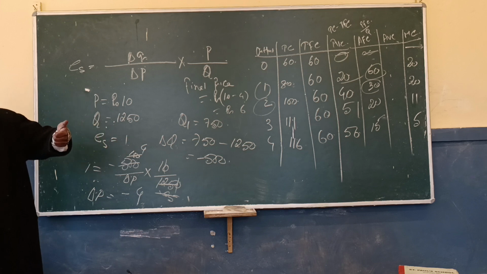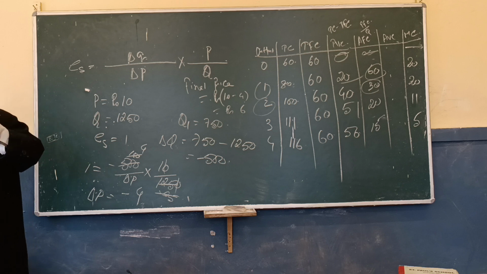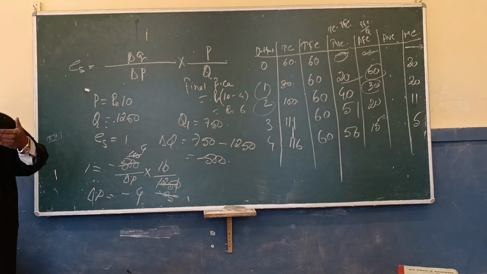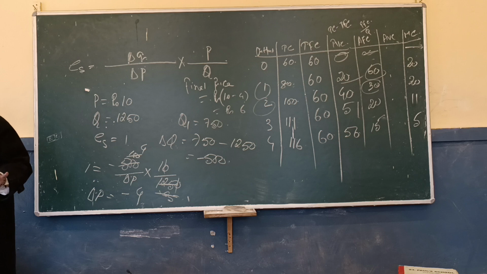If you can do it otherwise, that's a different thing. But generally we will take the final one minus the initial one. Change is generally taken this way so that you do not make a mistake in sign. Even for price, always final minus the initial.